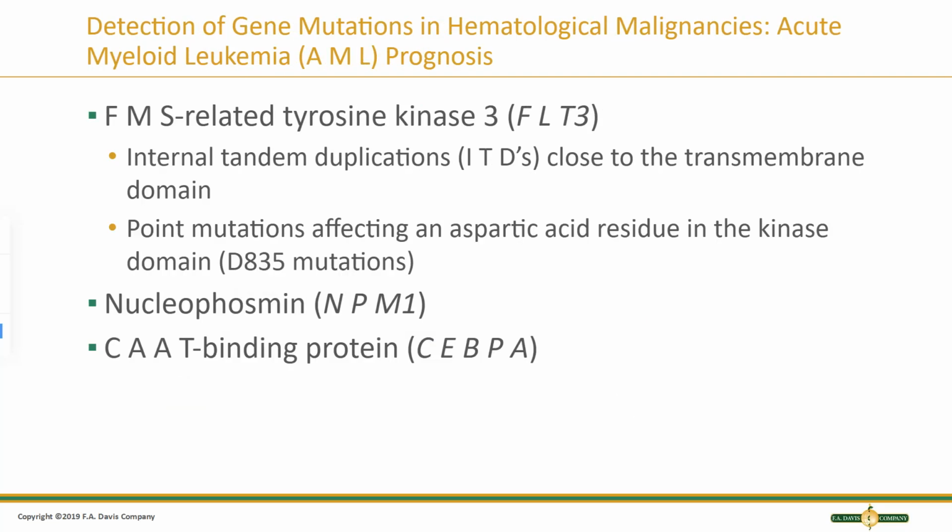FMS-related tyrosine kinase, internal tandem duplications close to the transmembrane domain, point mutations affecting an aspartic acid residue in the kinase domain, nucleophosmin, and CAAT binding protein.